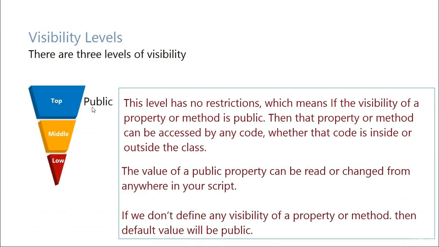Public. The first level is public. This is the highest visibility level. This level has no restrictions, which means if the visibility of a property or method is public, then that property or method can be accessed by any code, whether that code is inside or outside the class. So the value of a public property can be read or changed from anywhere in your script. If we don't define any visibility of a property or method, then the default value will be public.